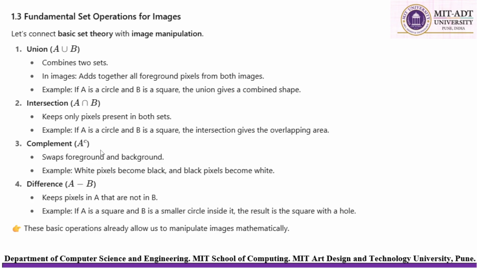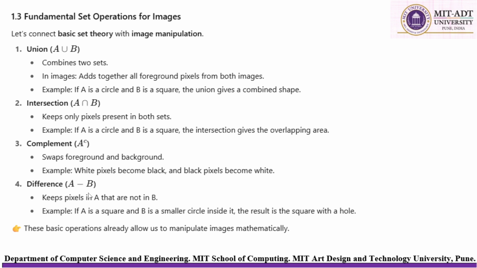The complement operation of an image is denoted with a complement symbol, let us say. What it does is simply swap the foreground and the background. For example, after swapping, white pixels will become black and black pixels will become white, in terms of binary images. So this is what the complement of a binary image will be.